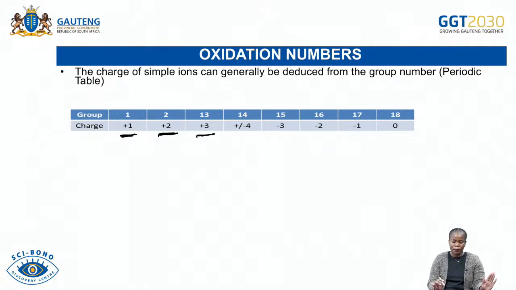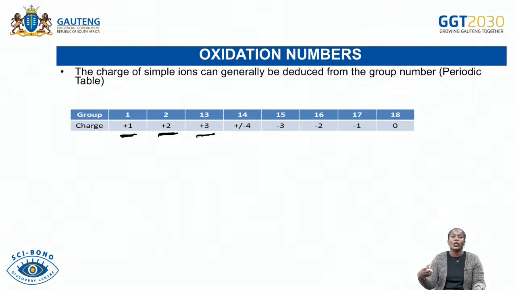All right, and then we've got group 14, which could be positive or negative depending on the other element that it is reacting with at that particular time. Okay, could be +4 or -4, meaning that it could be a cation or an anion. All right, and then we've got group 15 on the further right hand side of the periodic table.